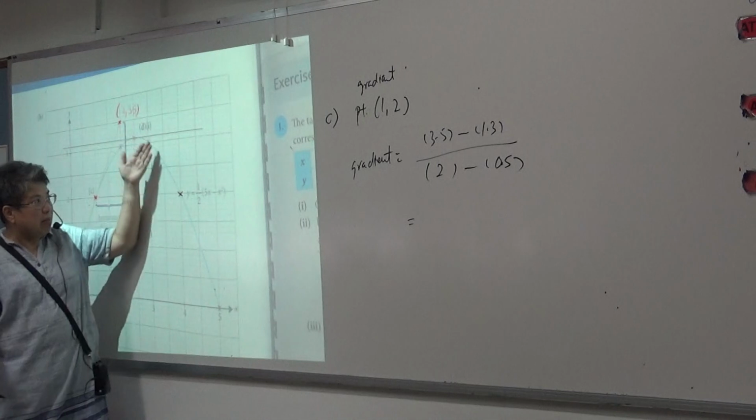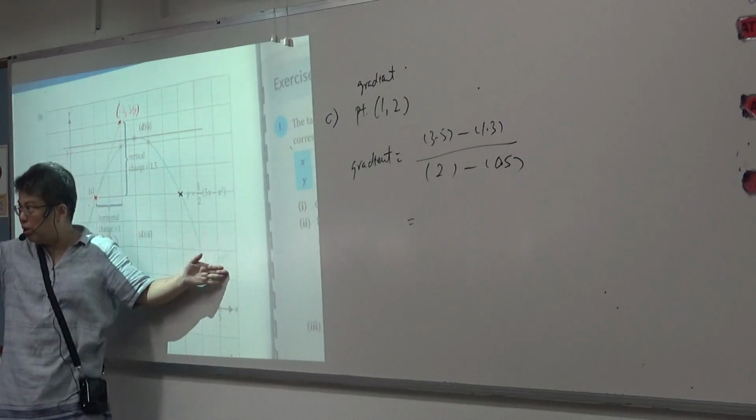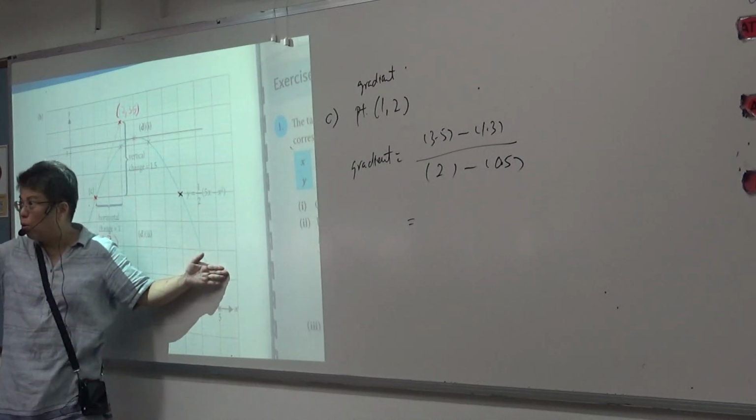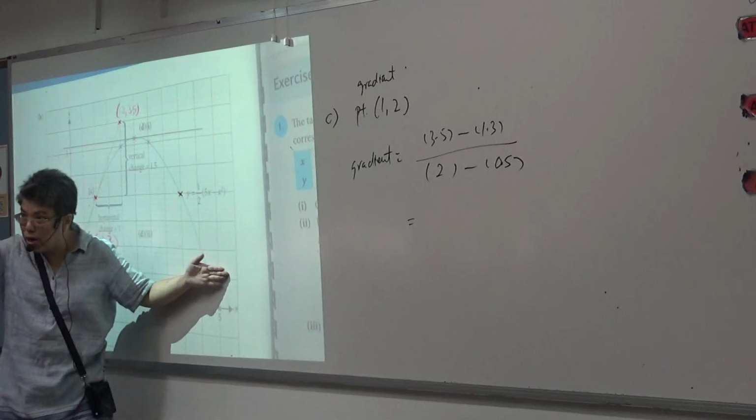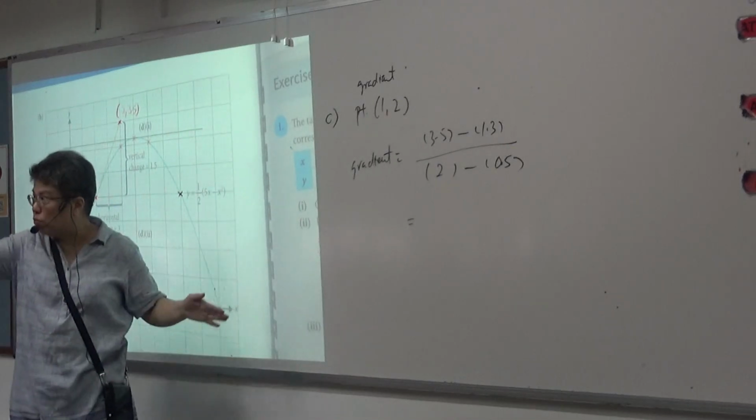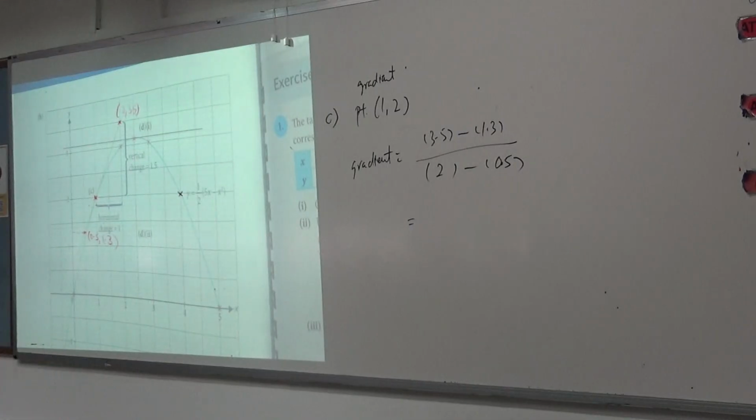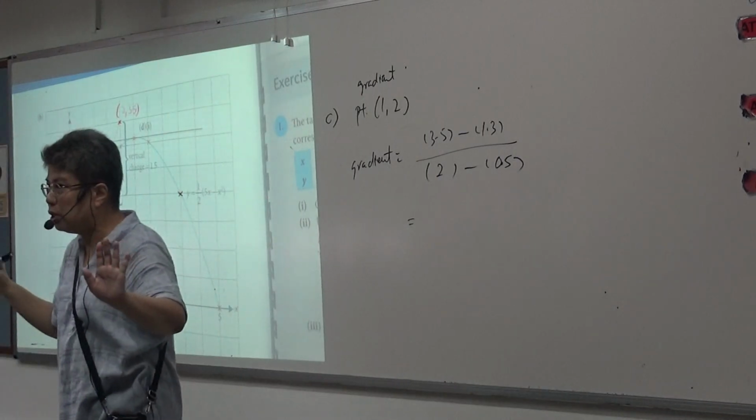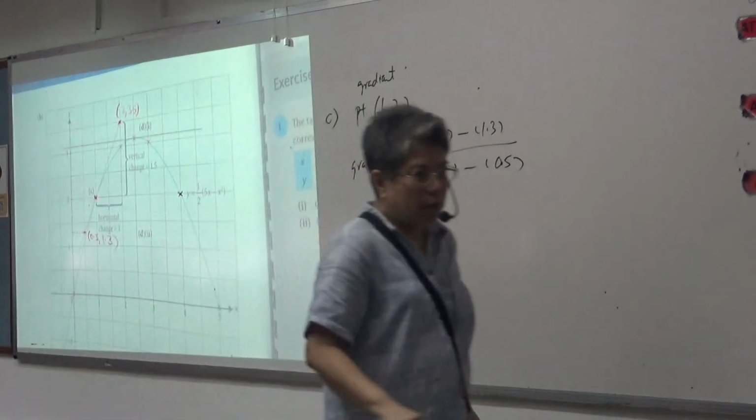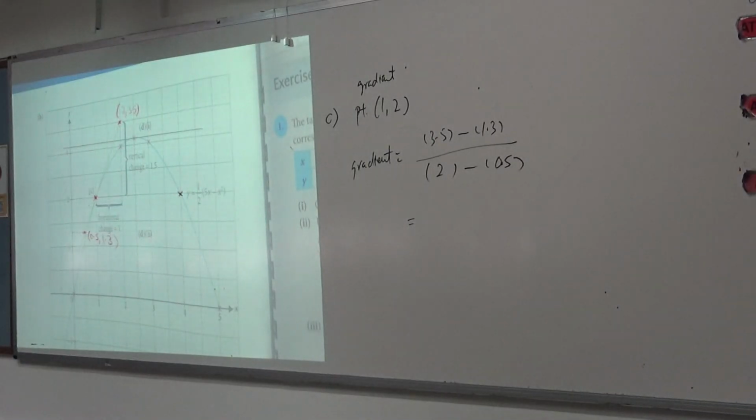Then I identify 2 points, right? But by slanting this way, the gradient is already negative. You must know. So if you apply that gradient formula and it gives you positive, that means something is wrong. Do you understand what I'm talking about? So we have to be very alert. Are you clear here? Okay, no problem with drawing the tangent. Okay, good.